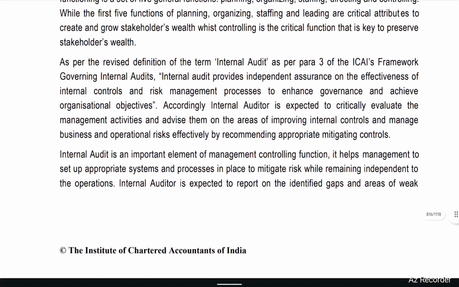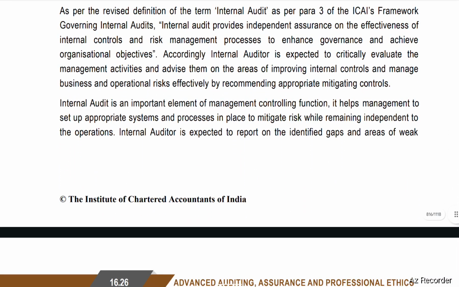As per the revised definition of the term internal audit, as per para 3 of the ICS framework governing internal audit, it provides independent assurance on the effectiveness of the internal controls and risk management process to enhance governance and achieve organizational objectives. Accordingly, the internal auditor is expected to critically evaluate the management activities and advise them on the areas of improving internal controls and manage business and operational risks effectively by recommending appropriate mitigating controls.